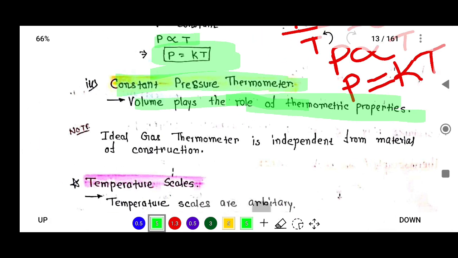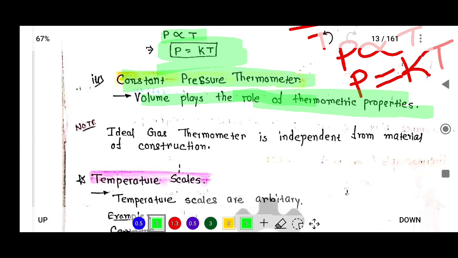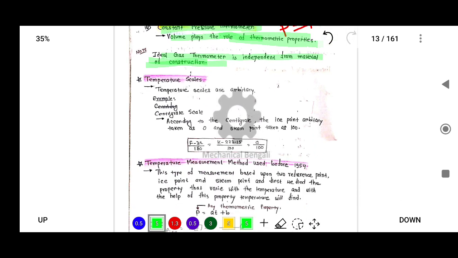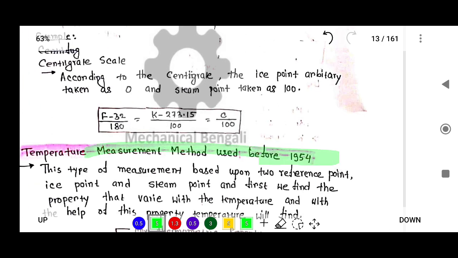Now the note point is that an ideal gas thermometer is independent of the material of construction. Remember that. So this is something about the zeroth law. In the next chapter we will cover temperature scales and the temperature methods used before 1954. So in the next lecture I will cover this.